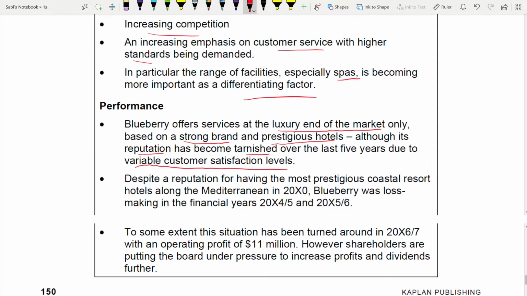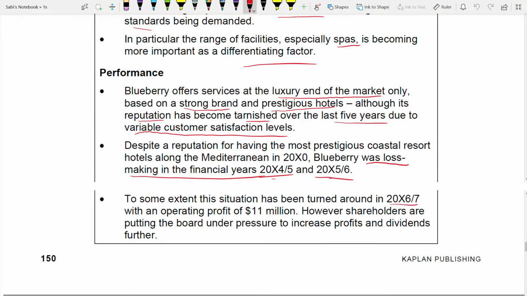Second, despite a reputation for having the most prestigious coastal resort along the Mediterranean, in 2000 Blueberry was loss making in the financial year. Two years out of the last 5 years, when their reputation was tarnished, they were loss making. But to some extent, this situation has been turned around in 2006-7, that means in the third year, with an operating profit of 11 million. However, shareholders are putting the board under pressure to increase profits and dividends further. What is the shareholder pressurizing? One is to increase profits, second is to pay more dividends.